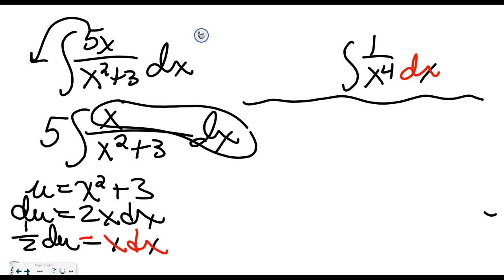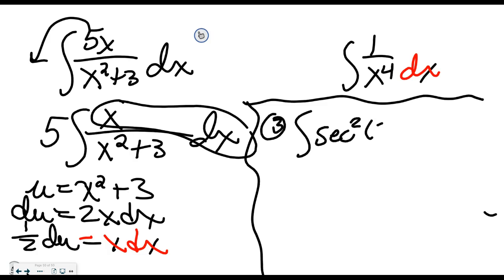Now, let's do the next one. Number 3 is kind of a mess. It's a secant squared. I want you guys to write down who you think u is. Who you think u is?